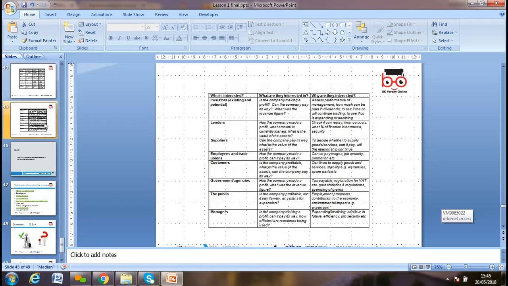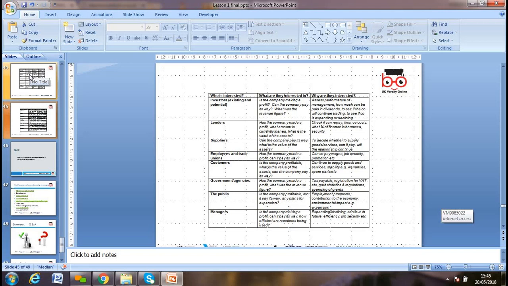So next we have the different types of financial information, and the different organizations use them from different perspectives. Next we are looking at the users of the financial statements.